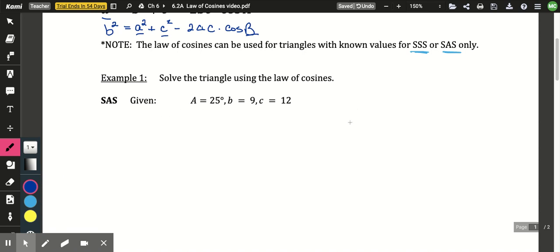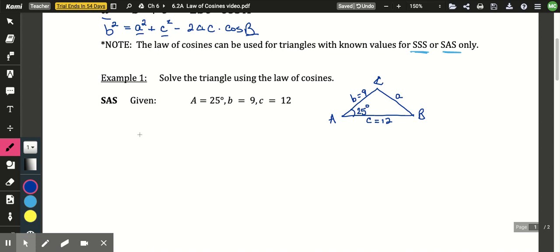Okay, so here's our given information. We've got angle A is 25 degrees, side B is 9, and side C is 12. So just to get an idea, I have a little diagram to work with here. I'll say angle A is over here, and we said that's 25 degrees. The side across from it is little a, the one that I don't know yet. We'll say this one over here is side B, so this is 9. That means this one over here is angle B, and angle C would be up on top. Then side C would be on the bottom, so little c is 12.